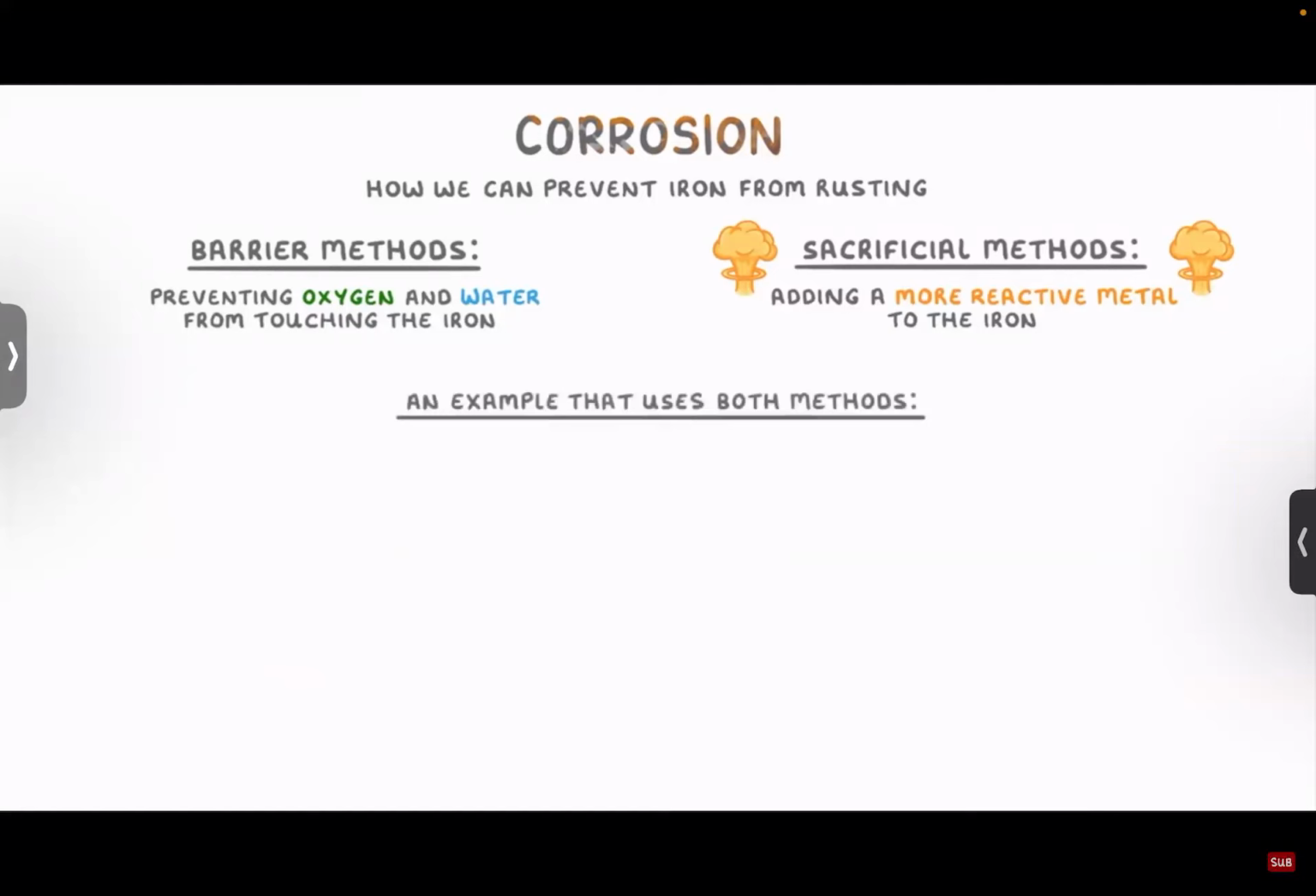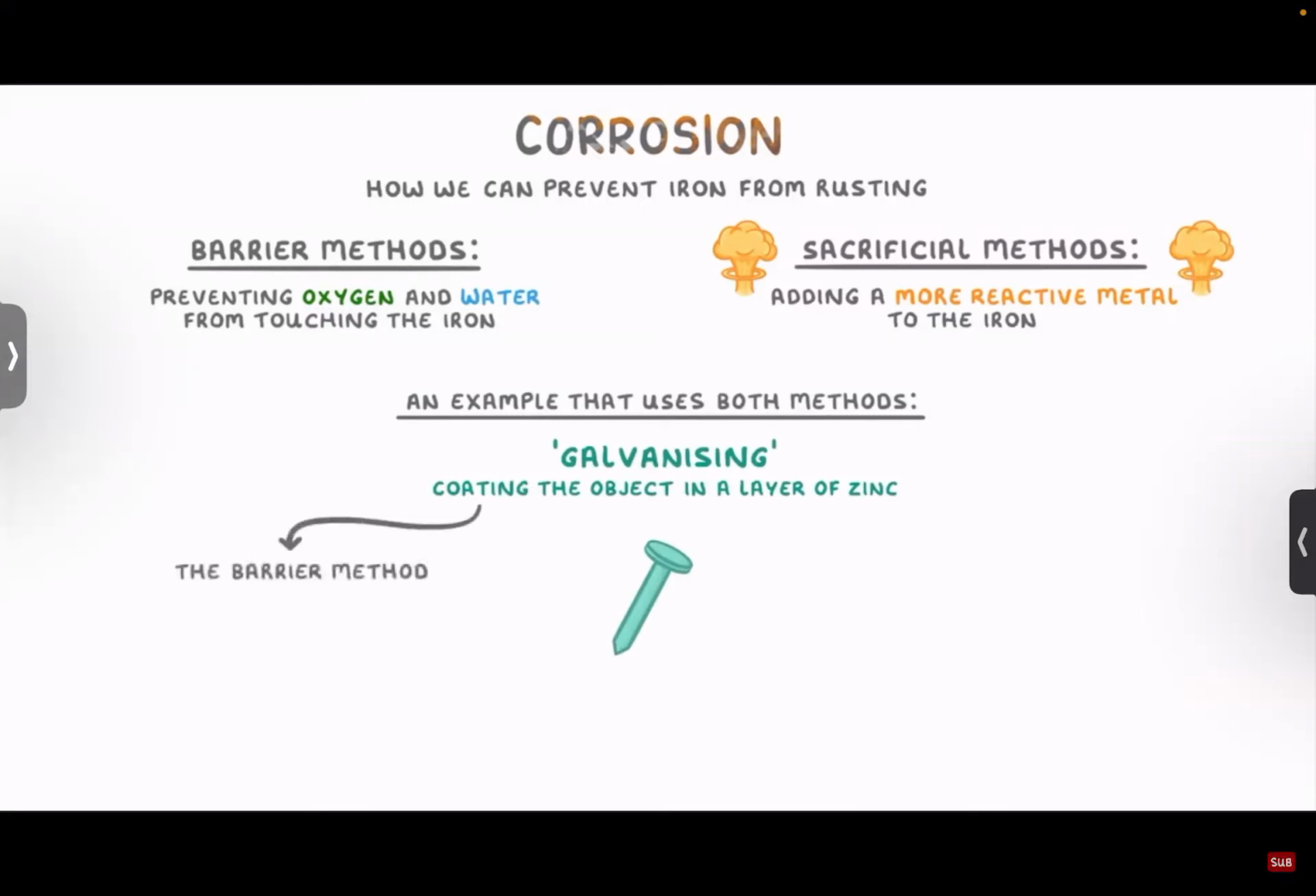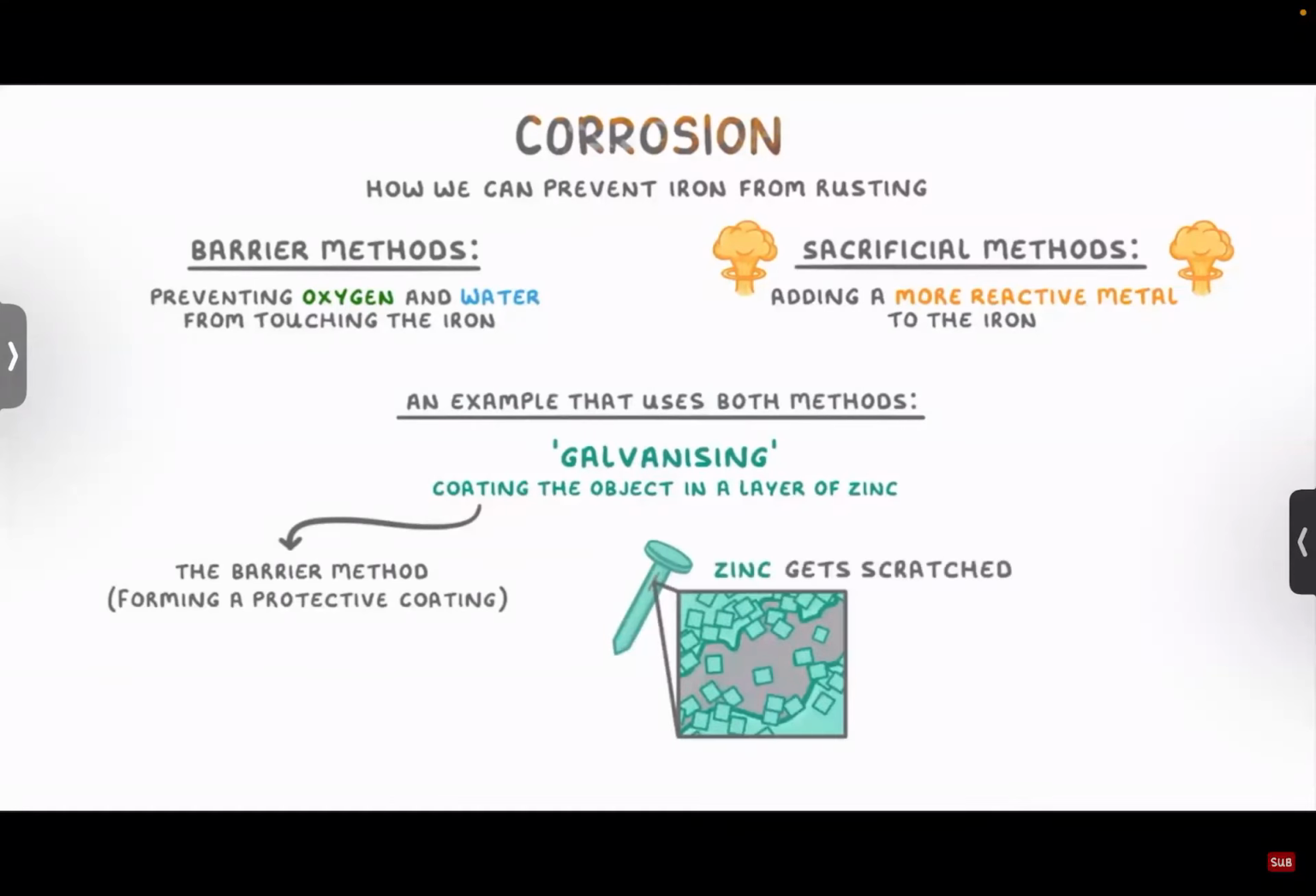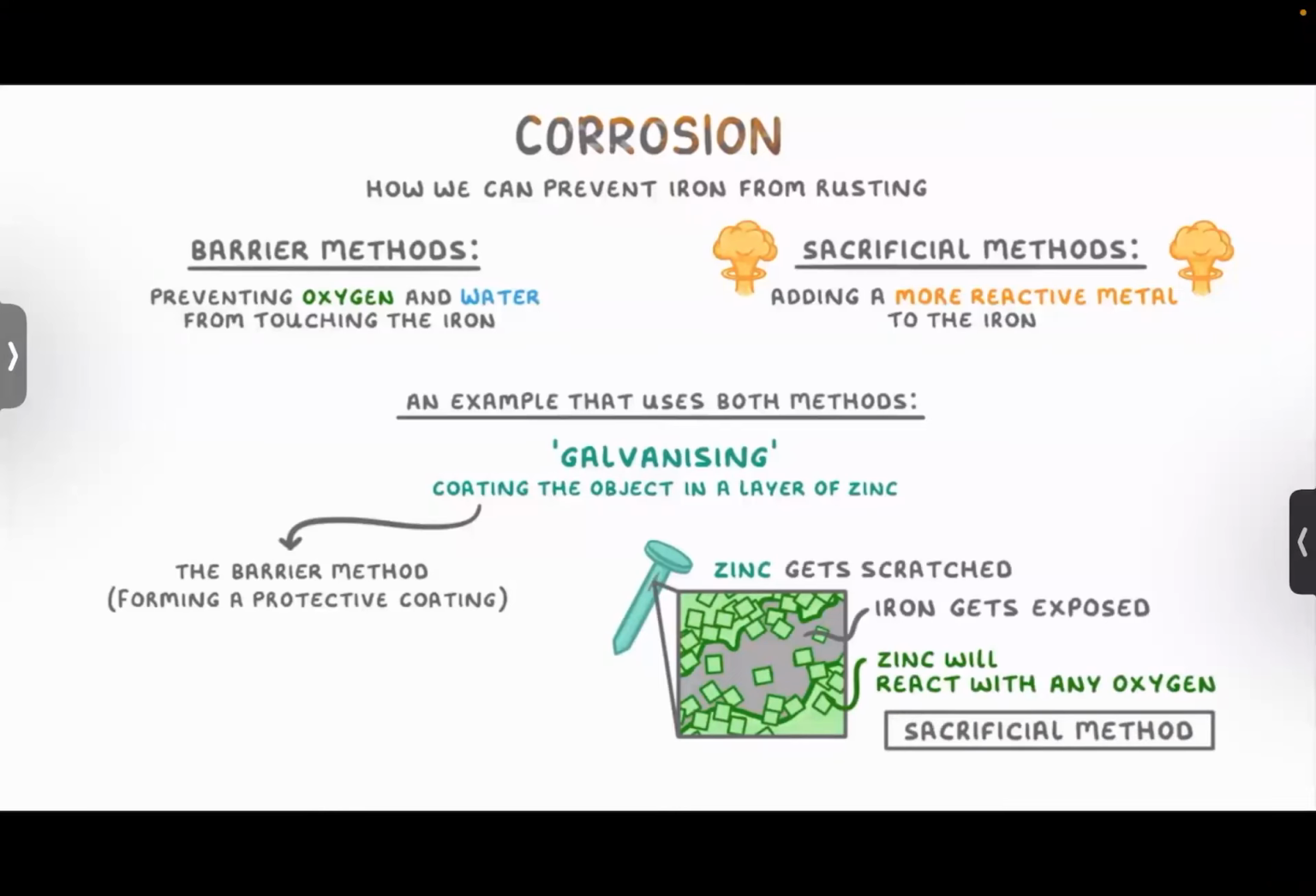An example that uses both of these methods is galvanizing. This involves coating the iron object in a layer of zinc, which is effectively the barrier method, because it's forming a protective coating around the entire nail. However, if the zinc coating gets scratched, and the underlying iron gets exposed, the zinc will still react with any oxygen that goes near the nail, because the zinc is so much more reactive. So it's actually an example of the sacrificial method as well.